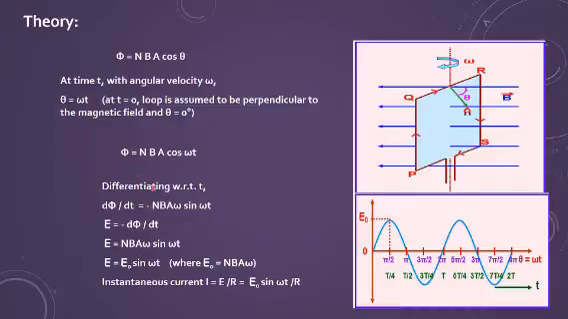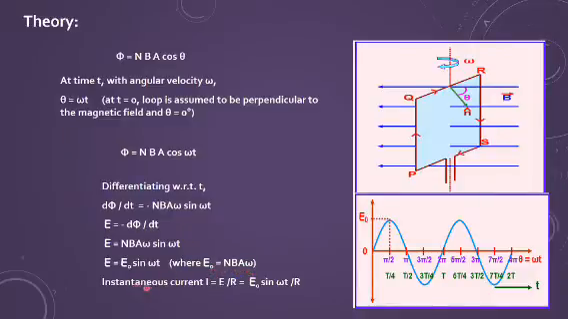Now if you differentiate, you can obviously find d phi by dt. NBA is constant and the derivative of cos omega t will be minus sin omega t into omega. Now this minus and this minus will get converted into a plus sign. So I am getting the EMF as NBA omega sin omega t. Or I can call this constant value NBA omega, that is the maximum value I will be getting if sin omega t is equal to 1. The maximum value of this EMF will be E naught, and so E naught I can write as NBA omega.